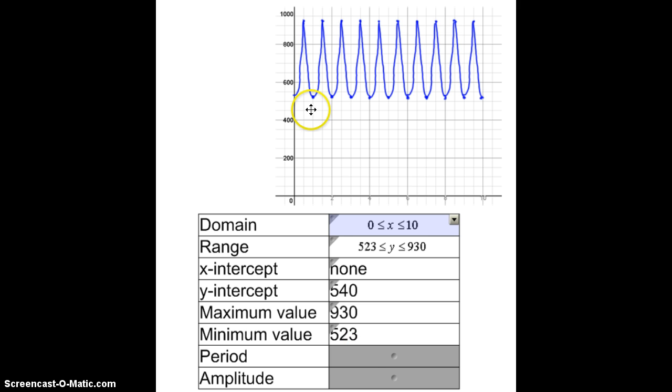The period. The period is 1. This is the amount of time it takes for us to see a cycle completed. This makes sense because the cycle repeats every calendar year. The amplitude. The amplitude is the difference between the maximum and minimum values divided by 2. In this case, it works out to be 203.5.